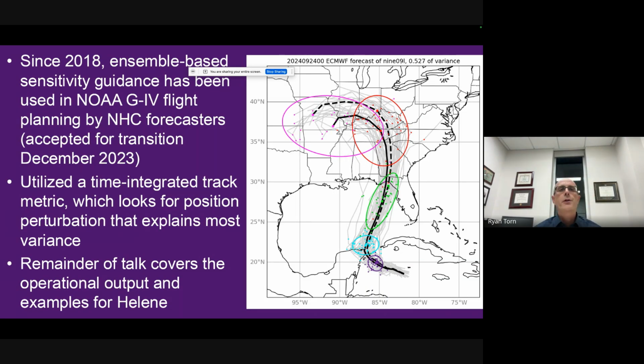And so, as I said earlier, since 2018, this ensemble-based sensitivity guidance has been used by NHC to draw some of the G4 flight tracks. This was accepted for transition into operations in December of 2023, so I'm quite happy about that. And that previous methodology used a time-integrated track metric, which looks for the perturbation within the ensemble that explains the most variance.